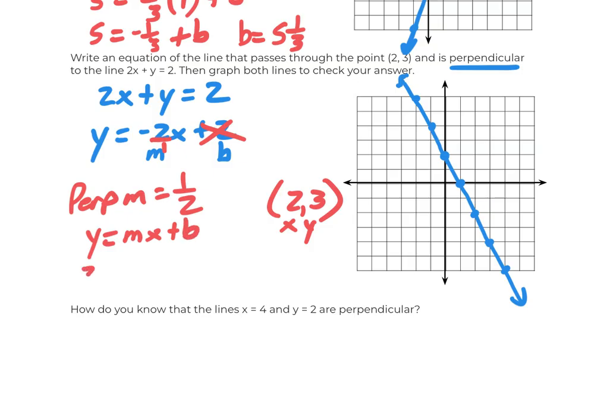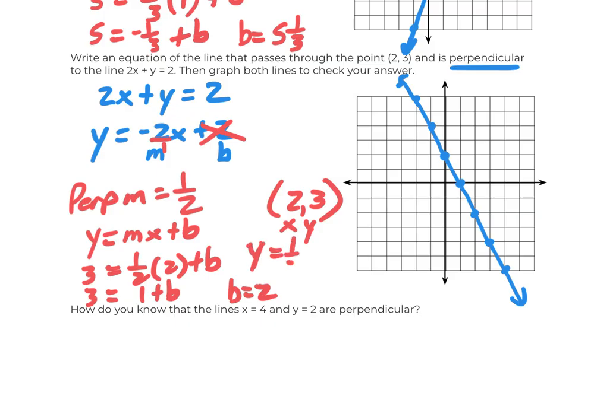So we're going to go 3 equals 1/2 times 2 plus b. 1/2 times 2 is 1. Subtract 1 from both sides. B would be 2. So we get y equals 1/2 x plus 2. That's my new equation.